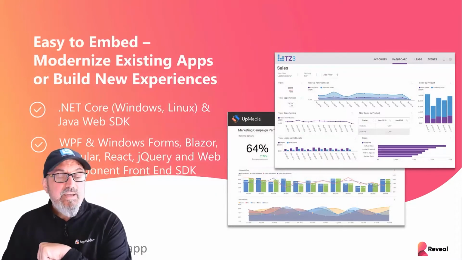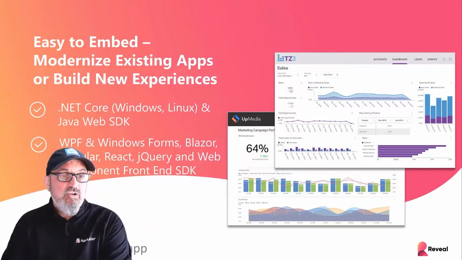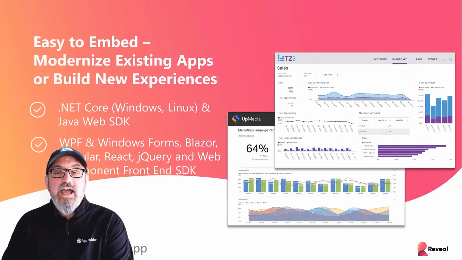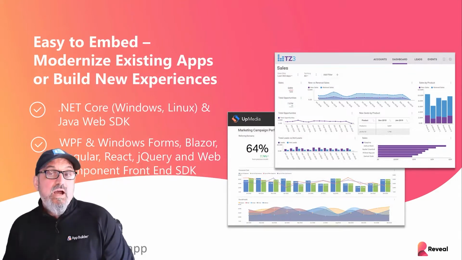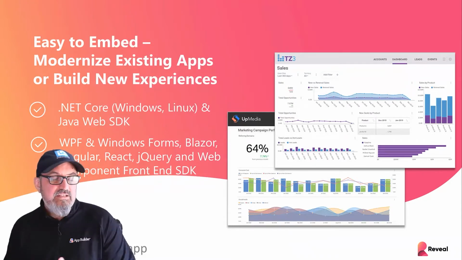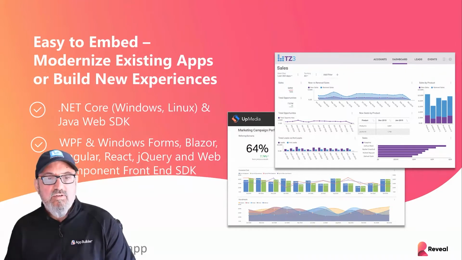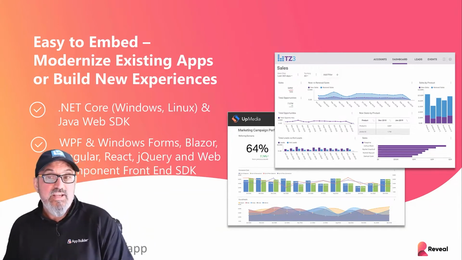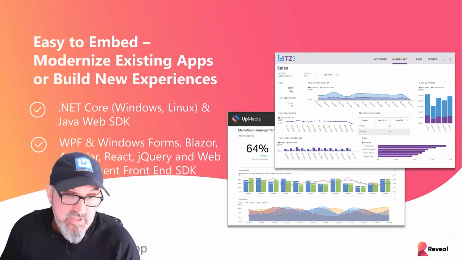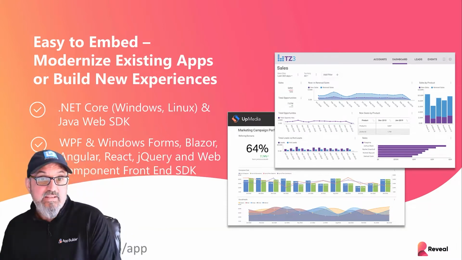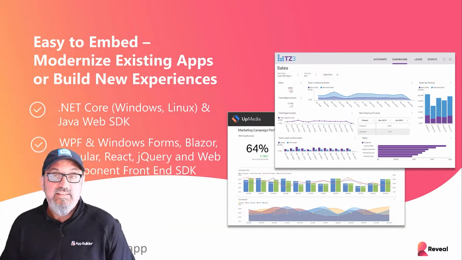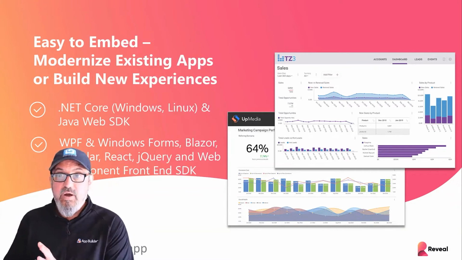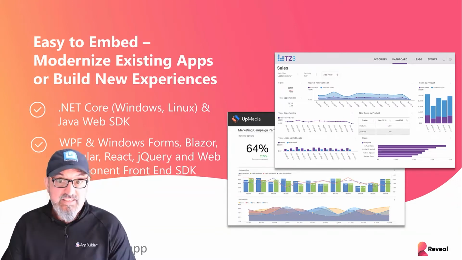So how does this ship? It ships as a .NET Core or Java SDK for the server. And on the client side, you can embed the client SDK into WPF, Windows Forms, Blazor, Angular, React, jQuery, or web components. So it doesn't really matter what front end you're using. It's basically a JavaScript or a rich client API, and then a .NET Core server. You're going to see in today's demo how all of this works and how all of this ties together.